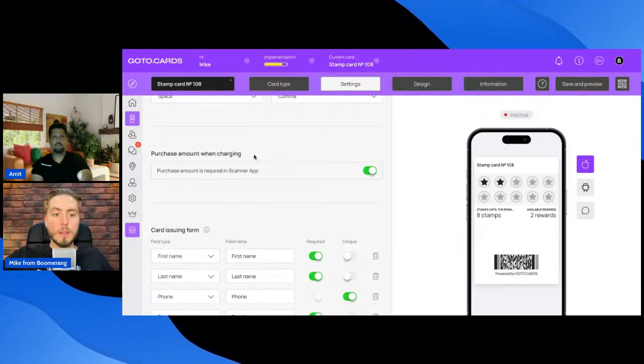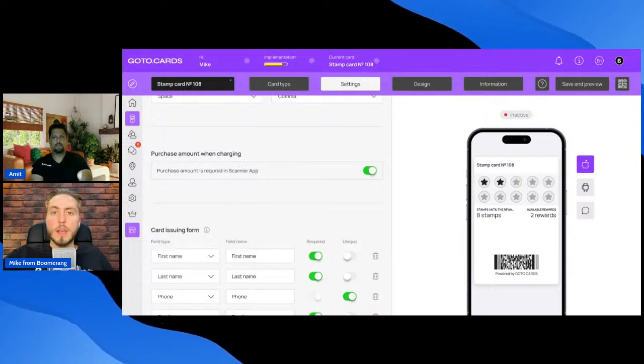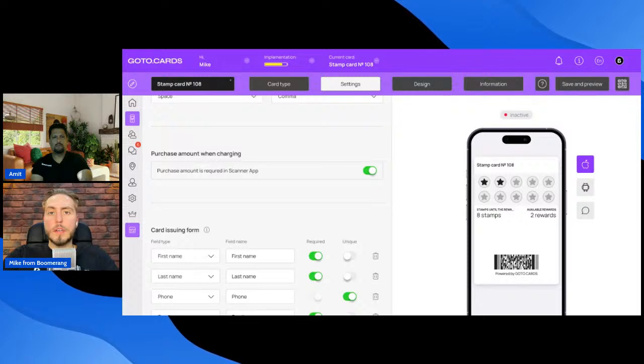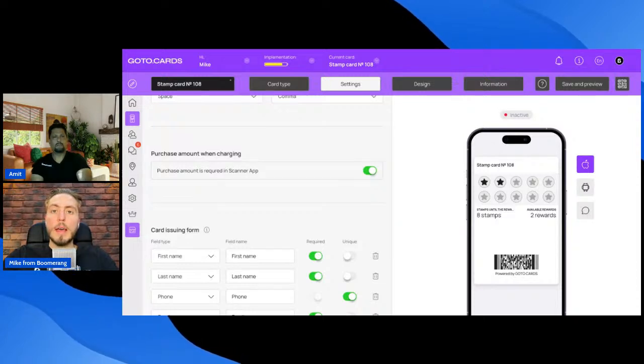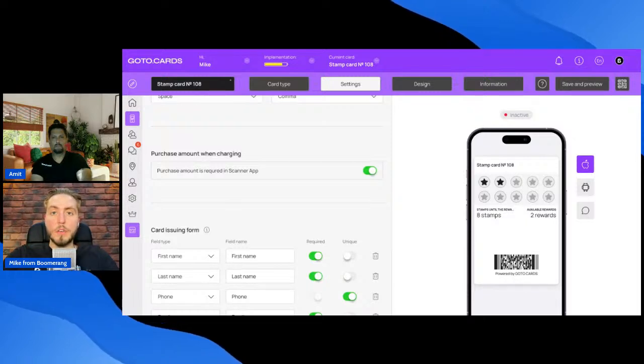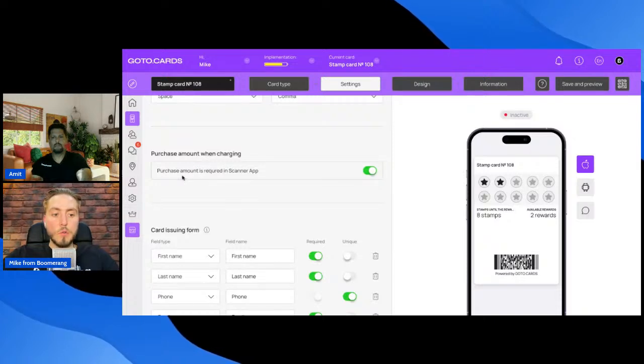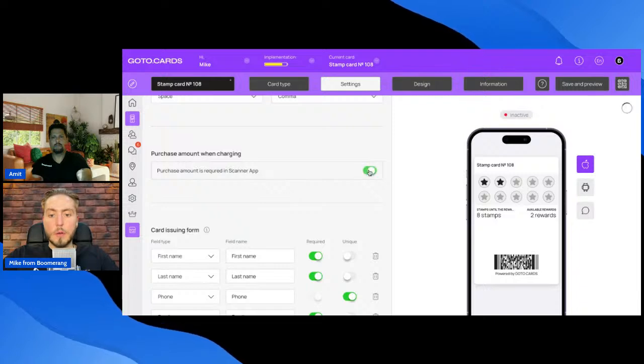Purchase amount when charging. What does it mean? It means when managers scan customer cards and add some stamps or redeem some rewards or track any statistics, they will be able to add the purchase amount of the customer visit. This is most important. This is how we exactly calculate the customer spend of each visit, and this is how we calculate the ROI as well. And you could set up this setting as required or not required.